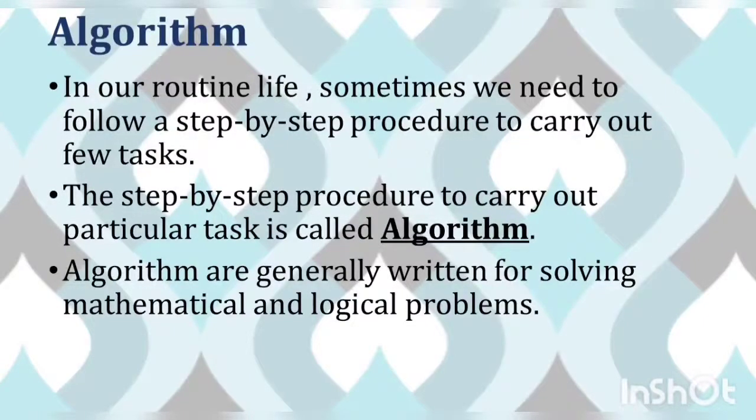The task could be anything else, like you want to reach a particular destination; the way, the method, the shortcuts which you follow, that is also a procedure. You follow some procedure to solve a particular task. The step-by-step procedure which you follow to solve a particular task is called an algorithm. Algorithms are generally written for solving mathematical and logical problems when it comes to computer programming. So in programming it will be mostly based on mathematical and logical problems.